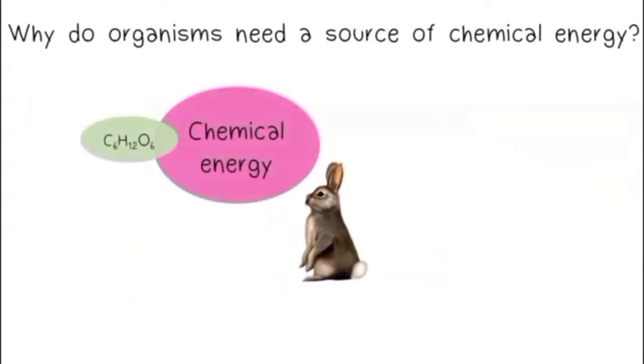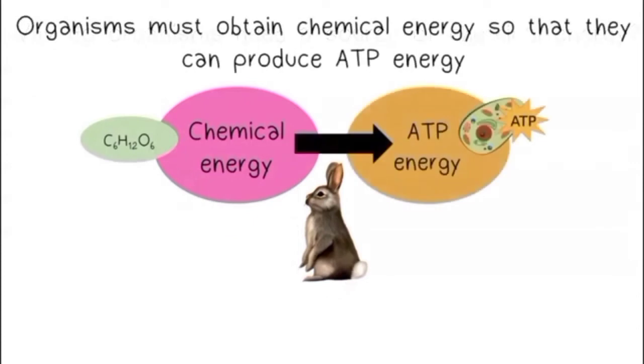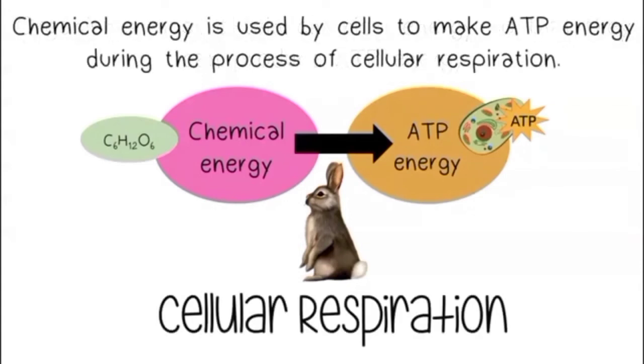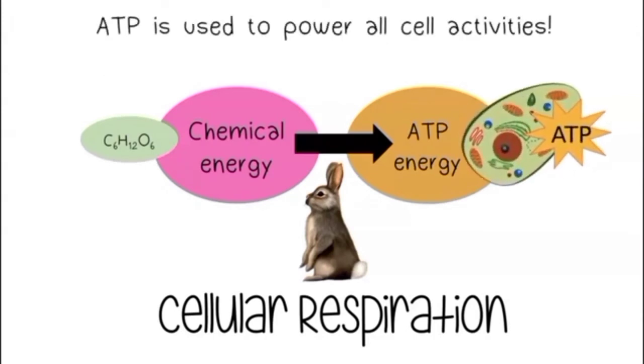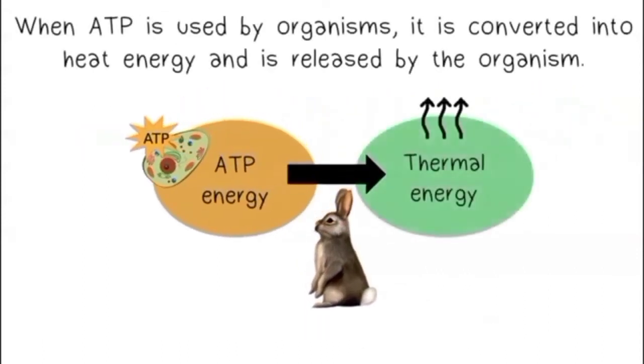Why do organisms need a source of chemical energy? Organisms must obtain chemical energy so that they can produce ATP energy. Chemical energy is used by the cell to make ATP energy during the process called cellular respiration. ATP is used to power all cell activities, both in humans and plants. When ATP is used by organisms, it is converted into heat energy and is released by the organism.